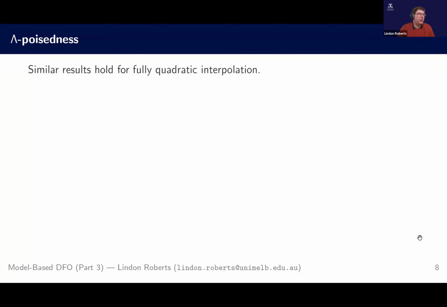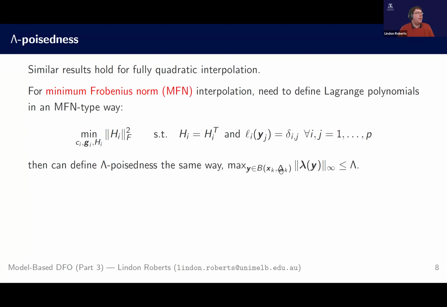And for fully quadratic interpolation, you can construct the same thing. You can construct your Lagrange polynomials, you can maximize them, you can define lambda poisedness, you can get error bounds in terms of that quantity lambda. The other type of interpolation I mentioned yesterday is this in-between case between linear and fully quadratic with n squared over 2 points. This is sort of minimum Frobenius norm interpolation.